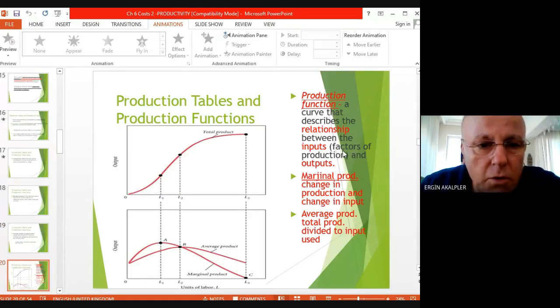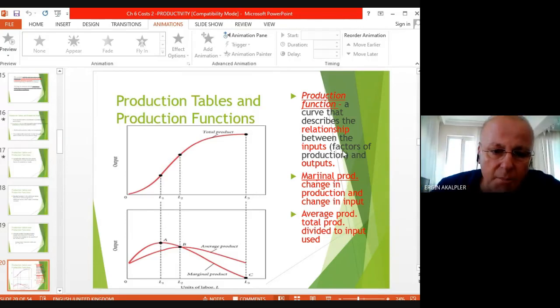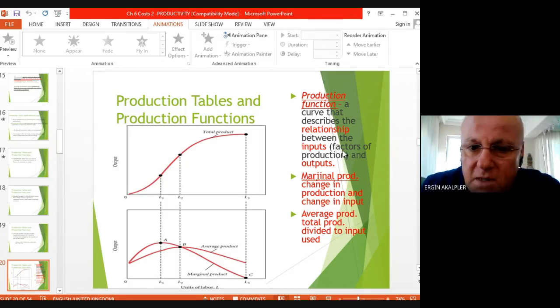And, of course, when we look at the production table and production function, you observe in the upper level the total production, and in the lower level of this table the marginal product and average product together. As you observe here on the table, the production function is a curve that describes the relationship between the inputs, factors of production, and the outputs.